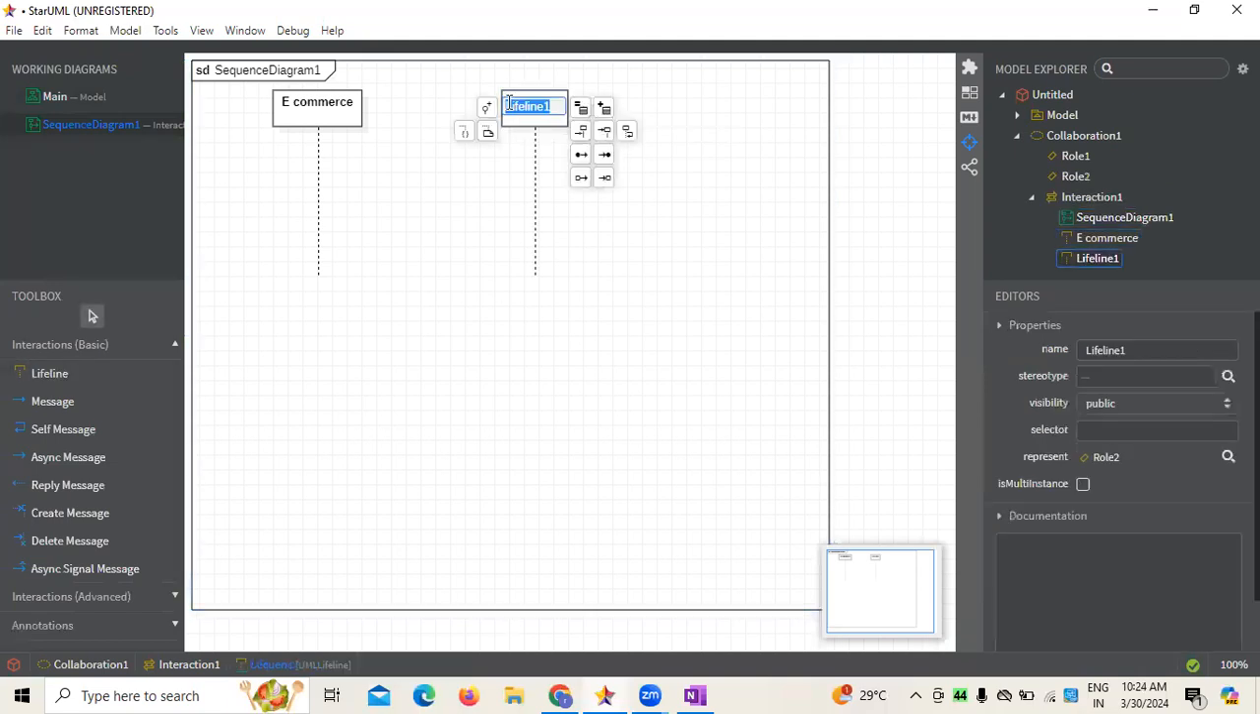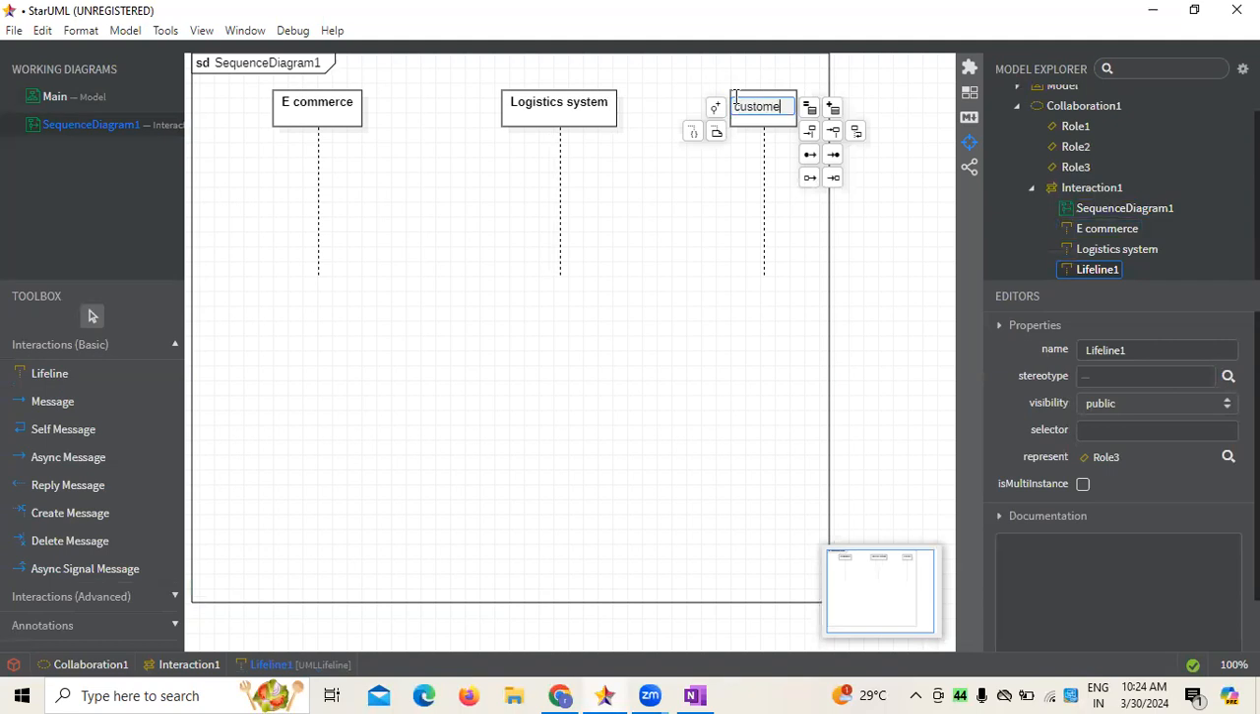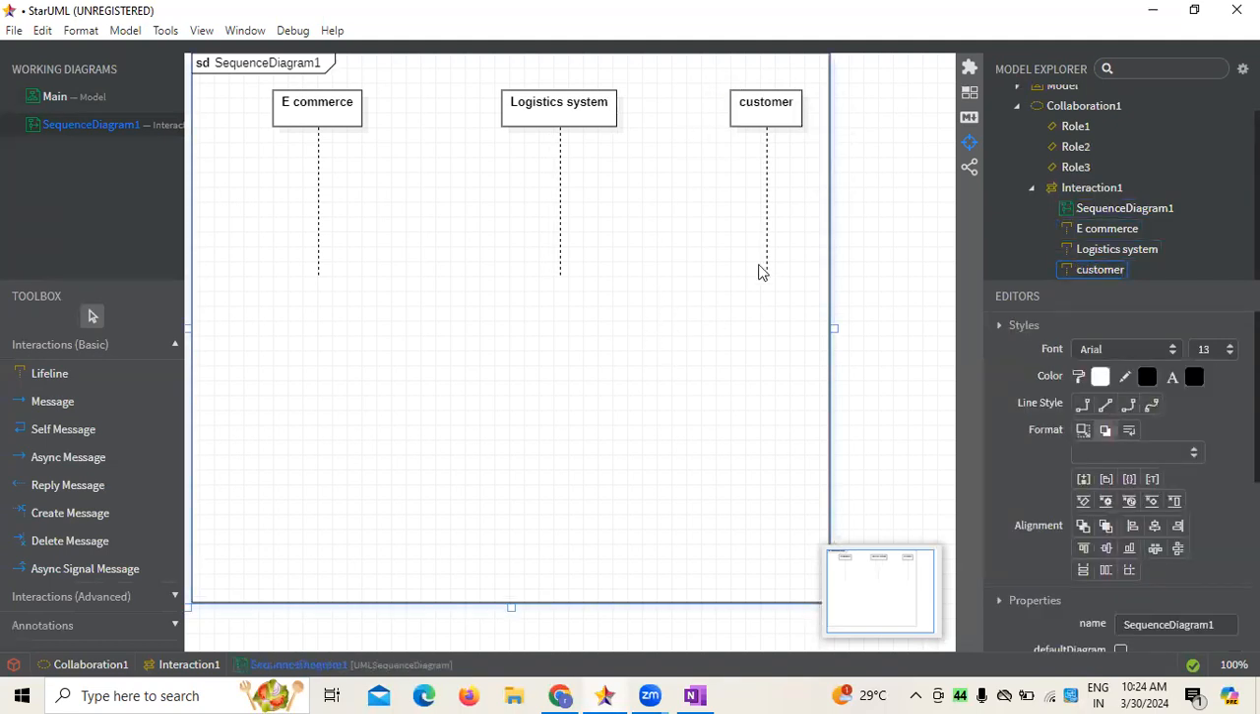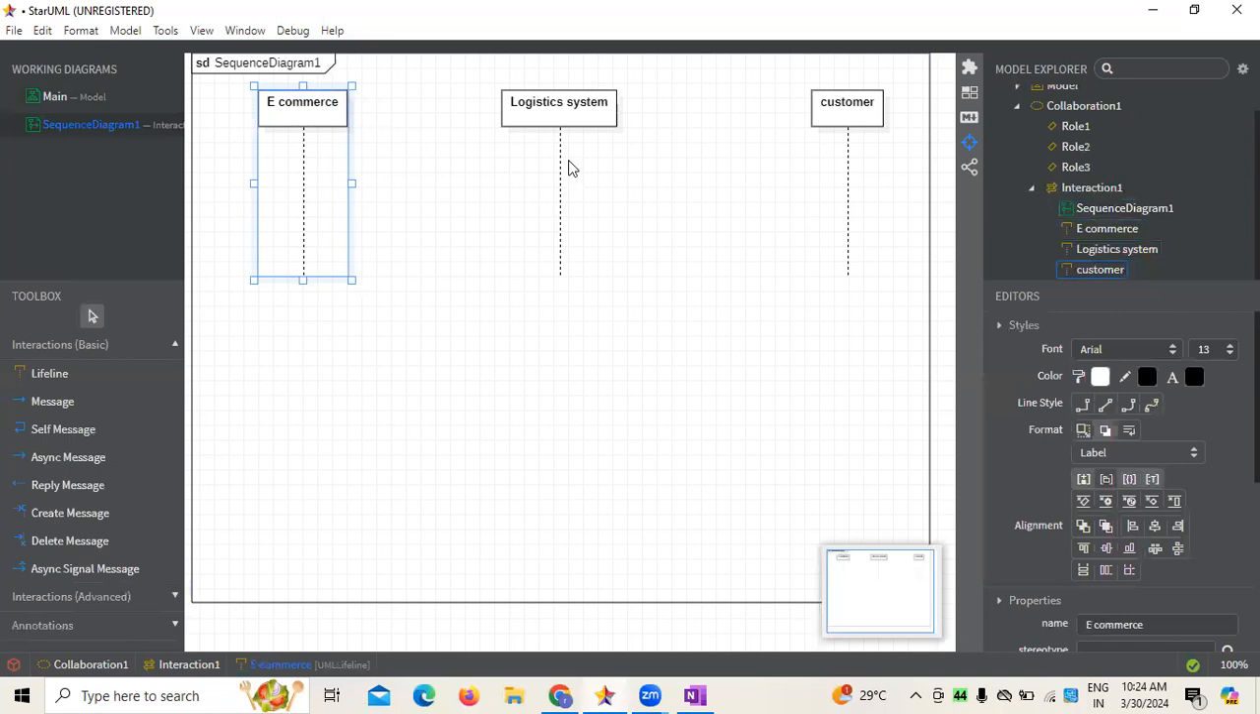Second was the logistics system, which was taken here. Next was customer. So these are the three important things which I have taken over here: one is e-commerce, second is the logistics system, third is customer. These are the three things we have taken into consideration.